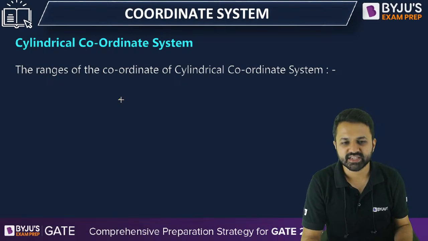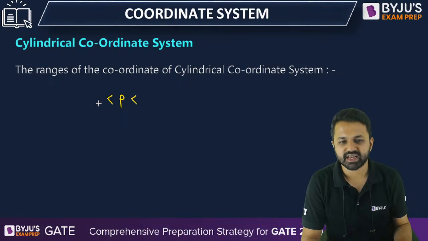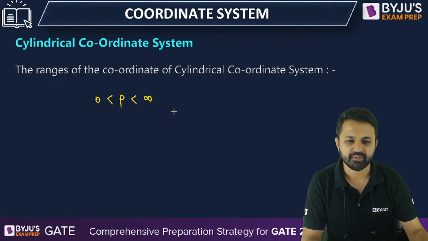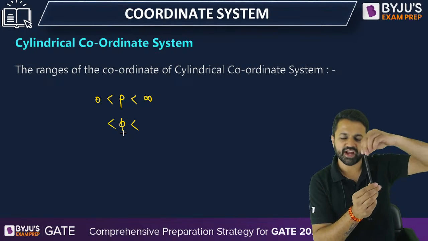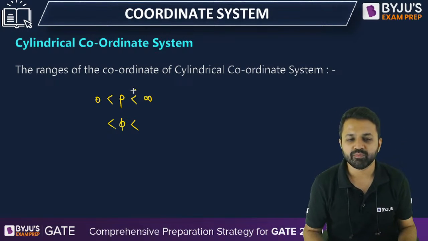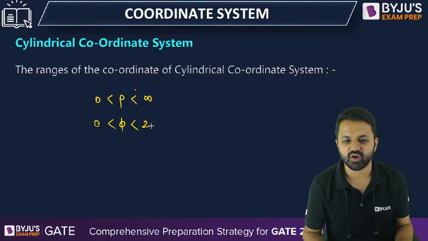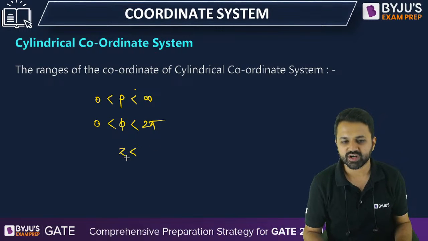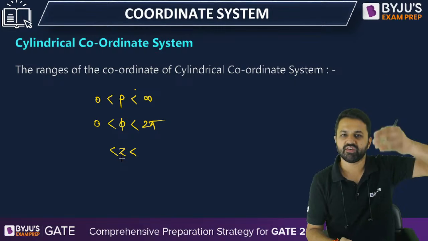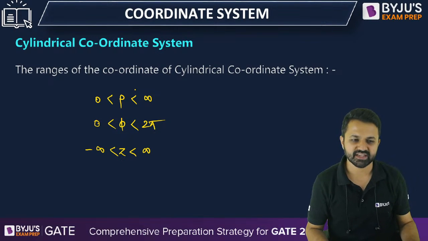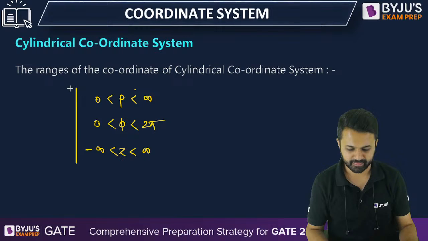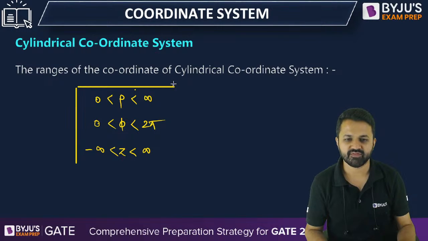So what are the ranges? The range of the parameter rho is 0 to infinity. Then find what angle is required to make the complete circle. To make the complete circle, we require an angle of 0 to 2 pi. And what is the length we want to cover in the z-axis? We want to cover the entire space, so that is minus infinity to infinity. Yes, absolutely fine. So this is the range that you should know.